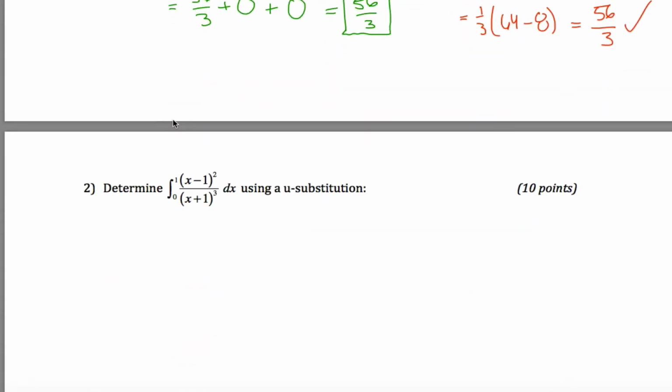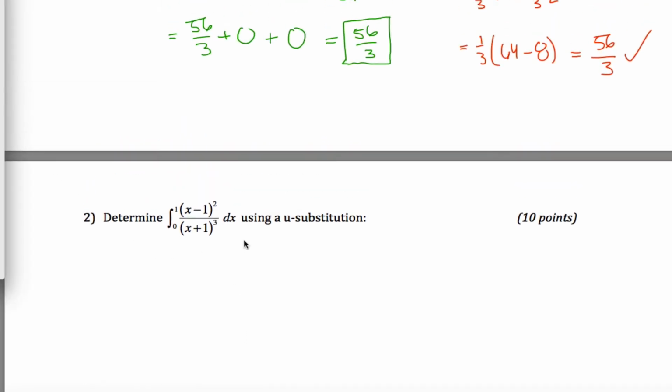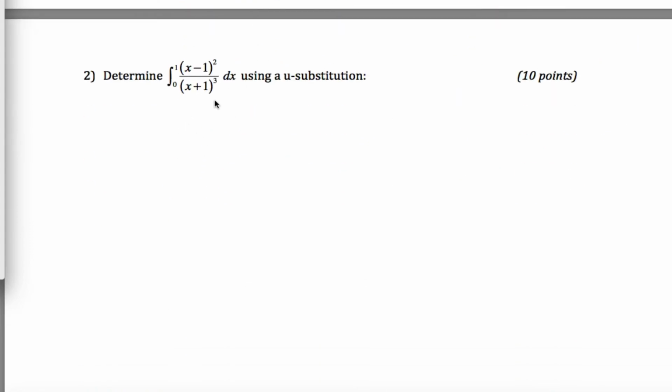Okay, the last problem. By now your brain's probably pretty fried. Well, I got bad news: I saved some of the hardest stuff for the end. Determine this using a u-substitution. What you want to do for a u-substitution is pick something so that the derivative shows up here. And you're like, well, I don't know if I can make that work.